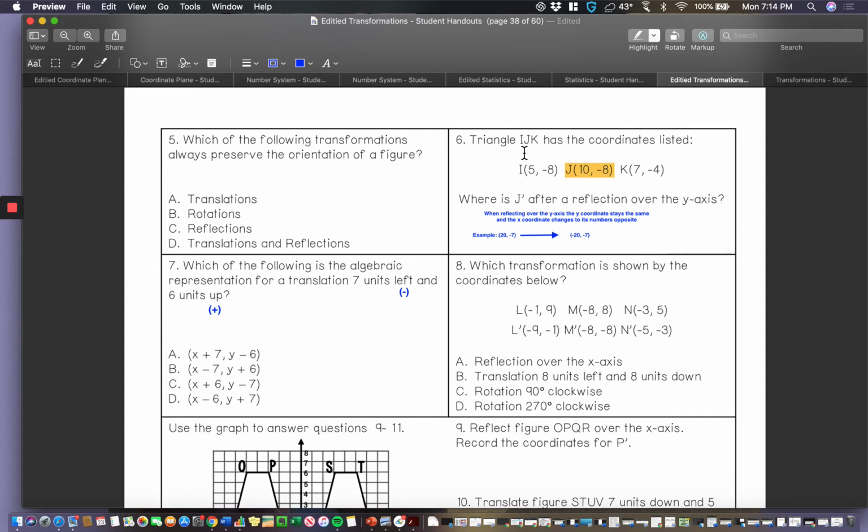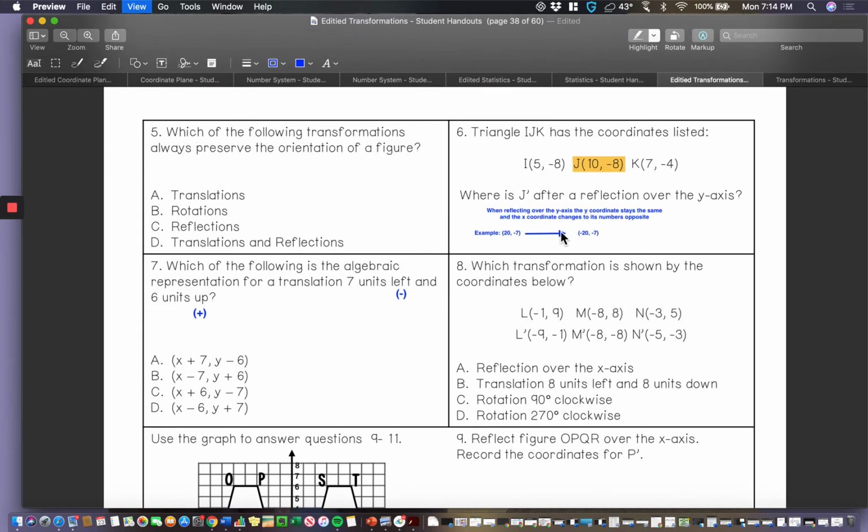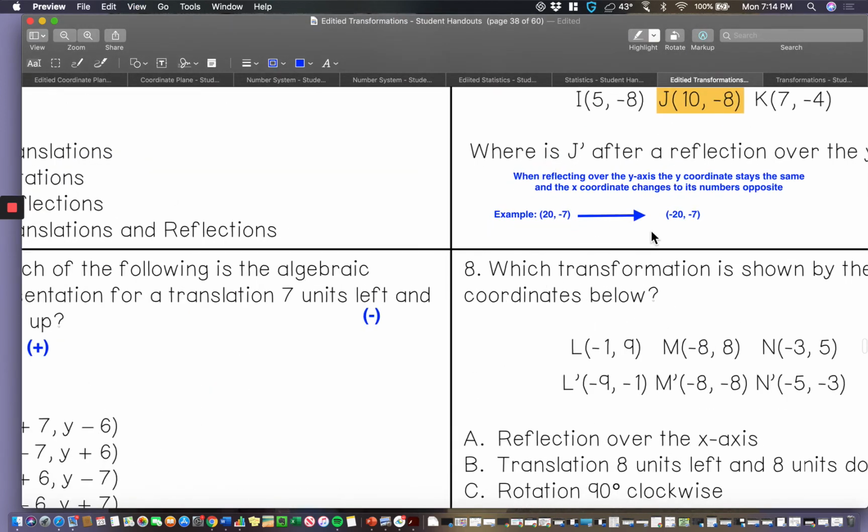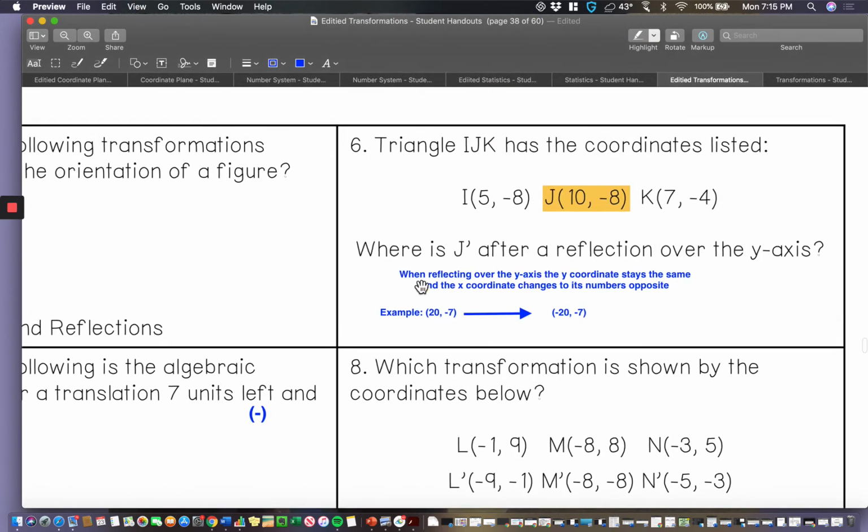Number 6, triangle JK has coordinates listed below. So where is J after a reflection over the y-axis? So I wrote you a little comment here, and I gave you an example for number 6. It says, when reflecting over the y-axis, the y-coordinate stays the same and the x-coordinate changes to the number's opposite.